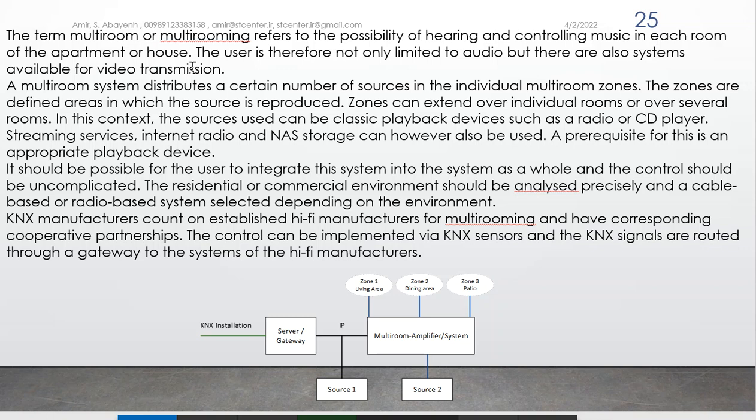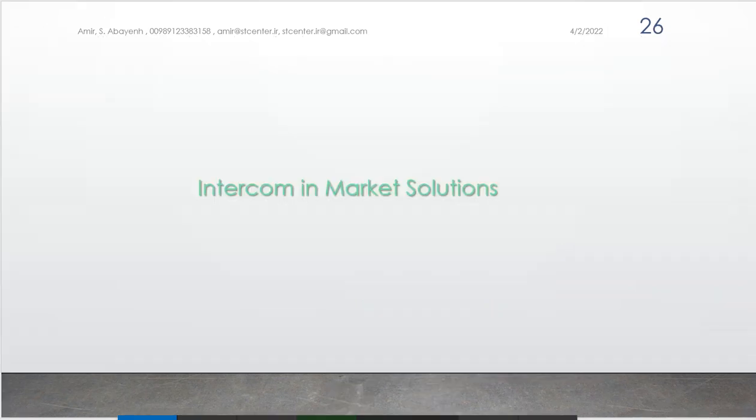The control can be implemented via the KNX sensor, and KNX signals are routed through the gateway to the system of the hi-fi manufacturer. You can see the KNX installation is connected to the server, which is connected via IP to the multi-room amplifier. The amplifier has sources based on IP or analog, and outputs based on IP or analog. I would like to provide you some intercom solutions in the market.